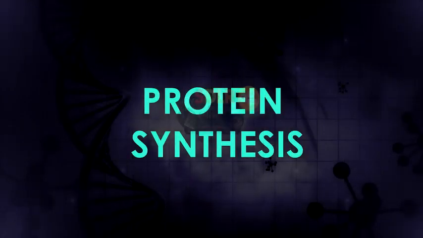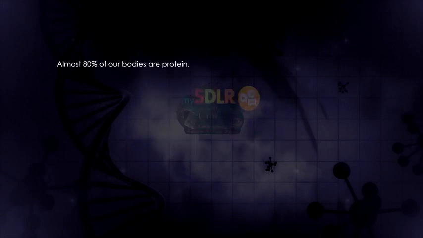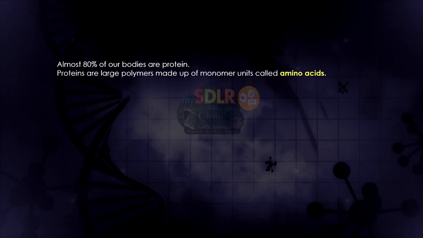This topic deals with protein synthesis. Almost 80% of our body, that means the dry mass, is made up of proteins. Proteins are large polymers, and they are made up of monomer units called amino acids.